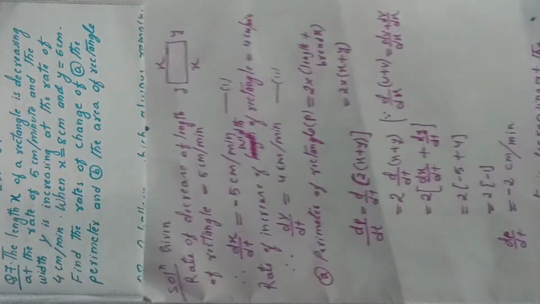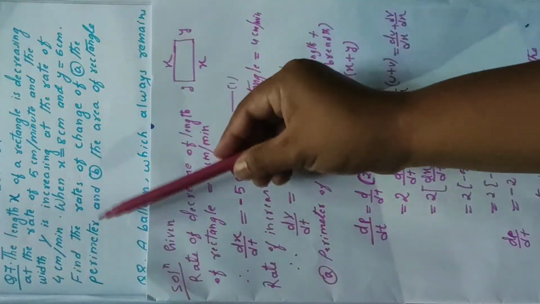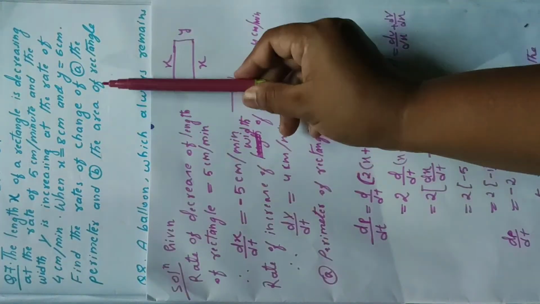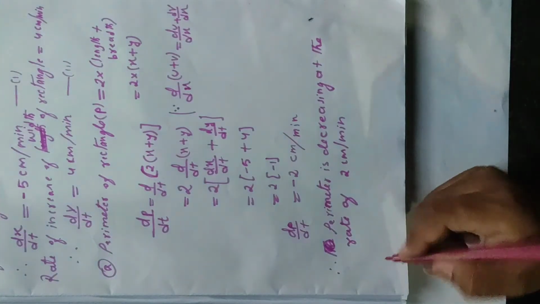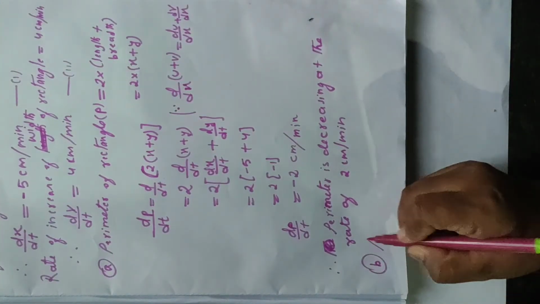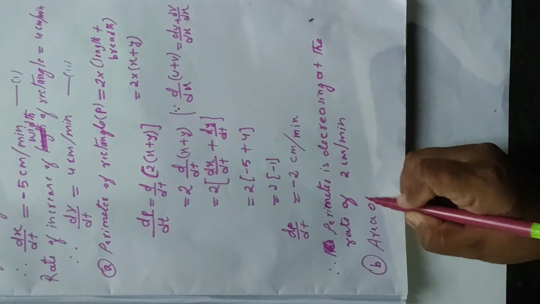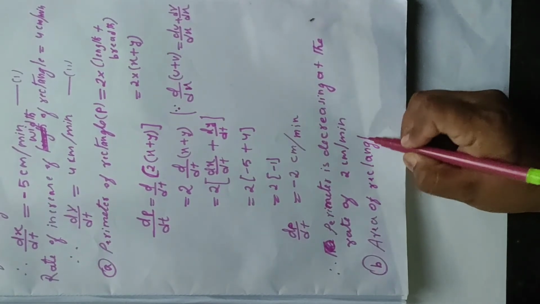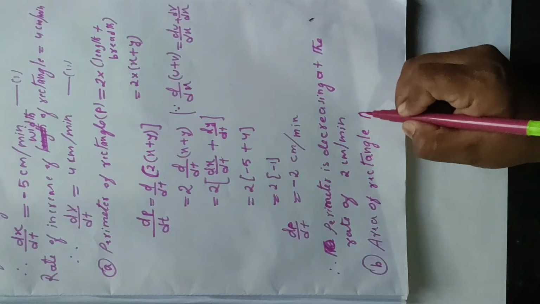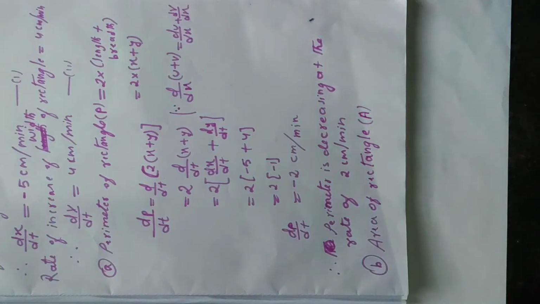Now what is in B? We have to find out the rate of change of area of the rectangle. So Roman number B, since we know that the area of a rectangle, suppose I am considering area as A.